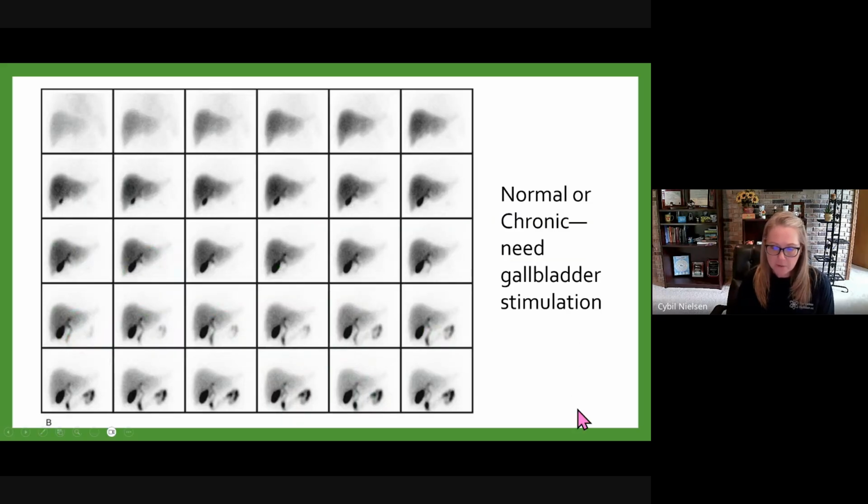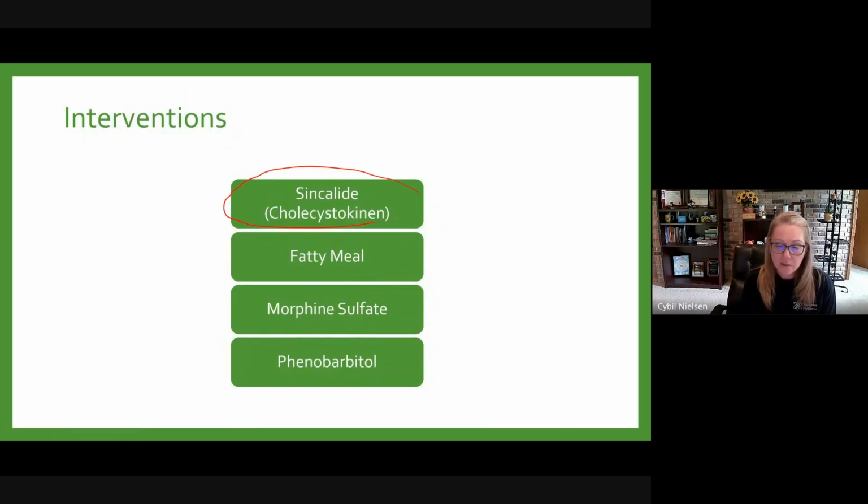All right, so 60 minutes of imaging. All we know is that the gallbladder is not acute. It could be chronic. It could be normal. We have to stimulate it. We're going to stimulate with CCK, also known as Syncolide.